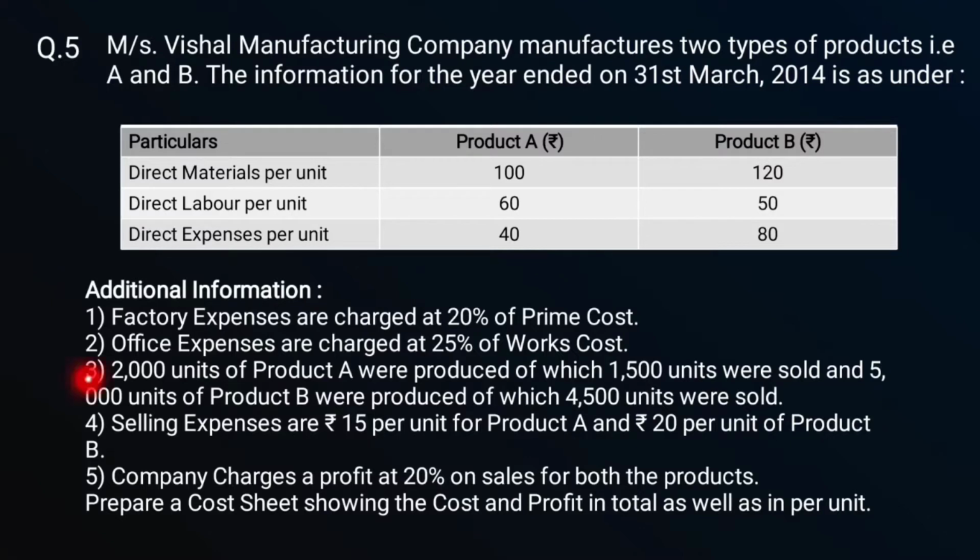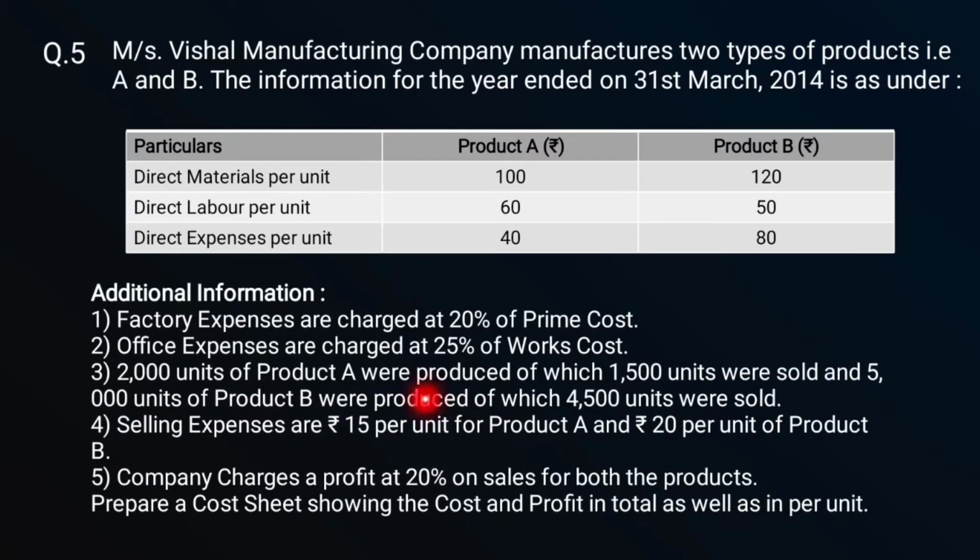Third, 2000 units of product A were produced, of which 1500 units were sold, and 5000 units of product B were produced, of which 4500 units were sold. Fourth, selling expenses are ₹15 per unit for product A and ₹20 per unit of product B. Fifth, company charges a profit at 20% on sales for both the products. Prepare a cost sheet showing the cost and profit in total as well as in per unit.